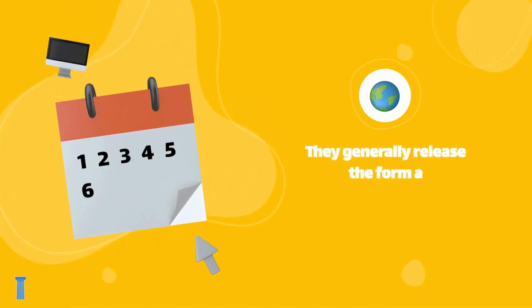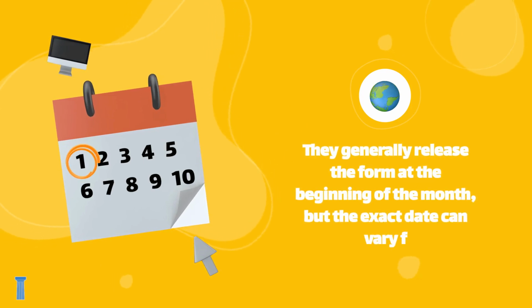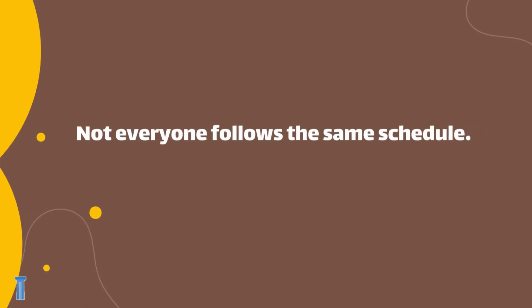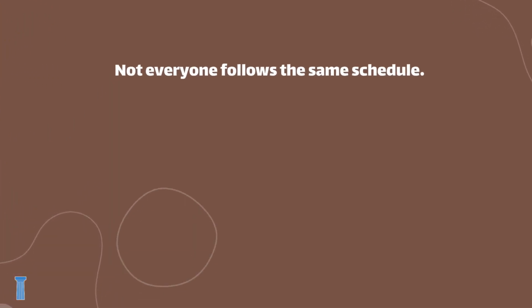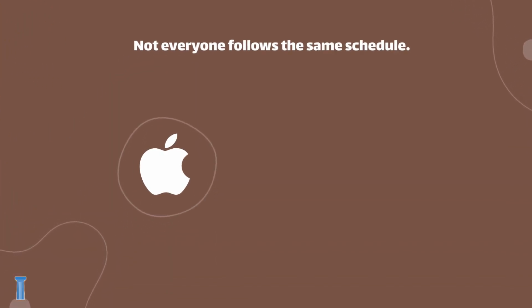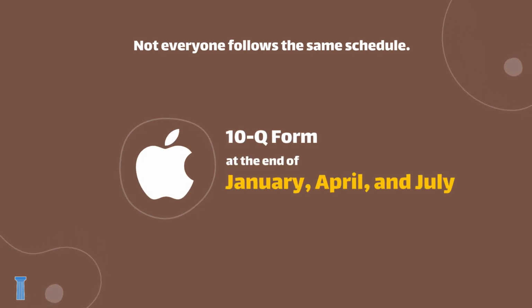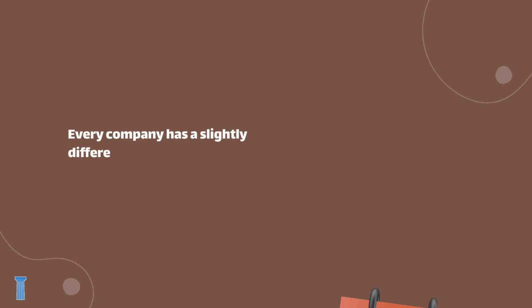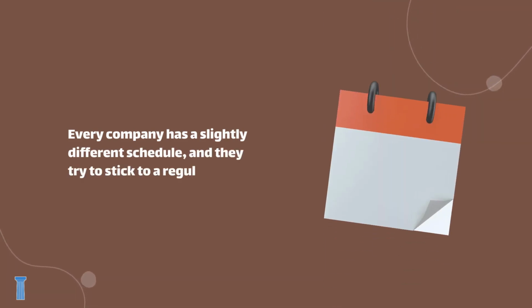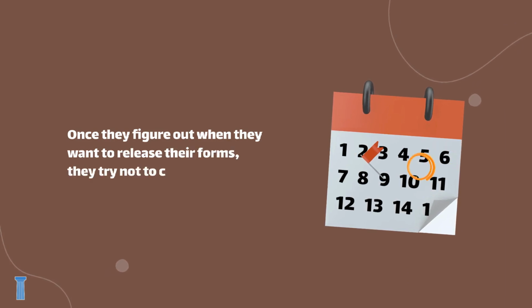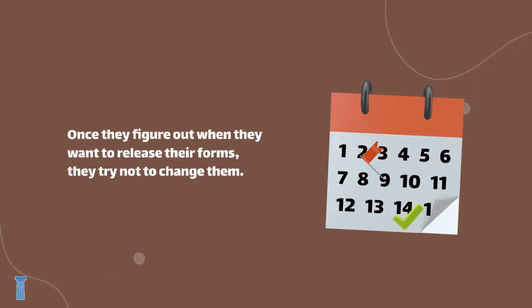They generally release the form at the beginning of the month, but the exact date can vary from time to time. Not everyone follows the same schedule. For example, Apple generally releases its 10-Q forms at the end of January, April, and July. Every company has a slightly different schedule, and they try to stick to a regular rhythm. Once they figure out when they want to release their forms, they try not to change them.